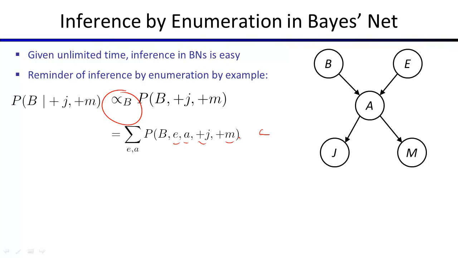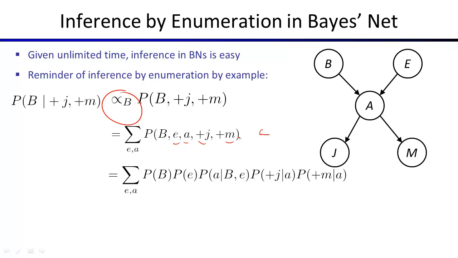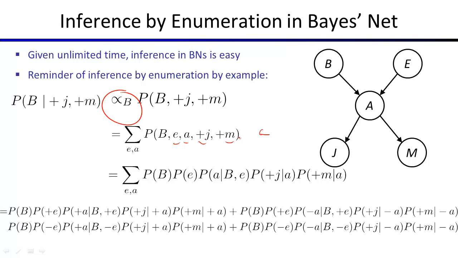Now we can use the definition of the joint distribution as it's specified through the BayesNet. We get this expression over here. Now we have an explicit expression telling us how, from the quantities specified in the BayesNet, we can compute the answer to our query. To spell it out completely, you get these 4 terms here that we have to compute and then sum together.